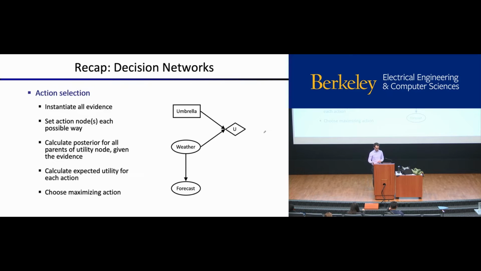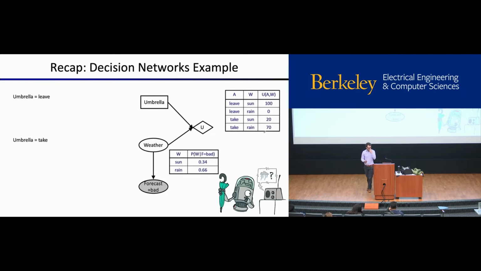We calculate the expected utility for each action, and then at the end, we just choose the action that maximizes that expected utility. Right? So we looked at this example last time. We have the umbrella weather forecast network. We see that the forecast says it's bad weather. So we think about the 2 different actions that we could take. We could leave our umbrella or we could take our umbrella. Each one of those is going to be a different setting of this umbrella variable.